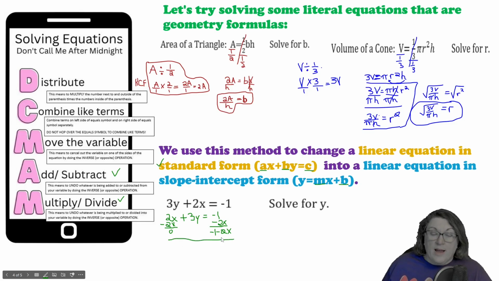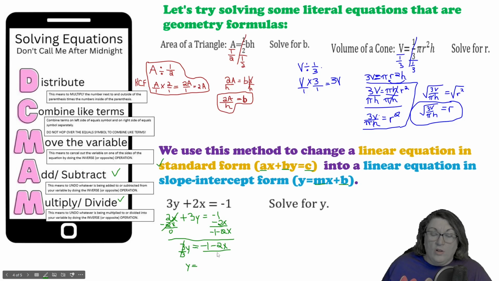Okay, so if I rewrite this equation, this is now gone. I'm left with 3 times y equals -1 minus 2x. Now, I'm not quite finished because I still have this 3 over here that I need to get rid of, and this 3 is being multiplied times the y. So I'm going to just divide by 3. That will make that a 1y.